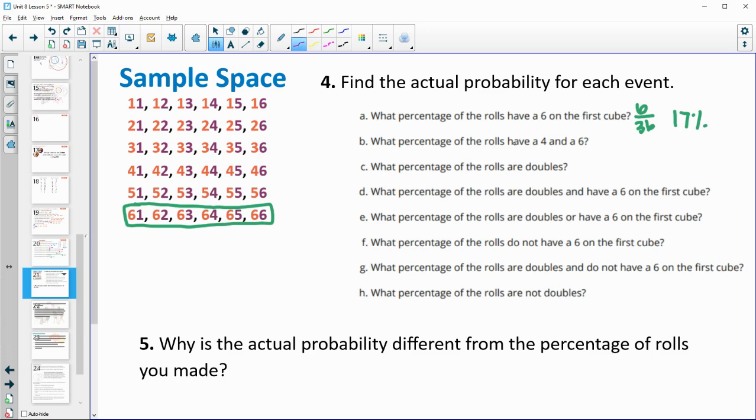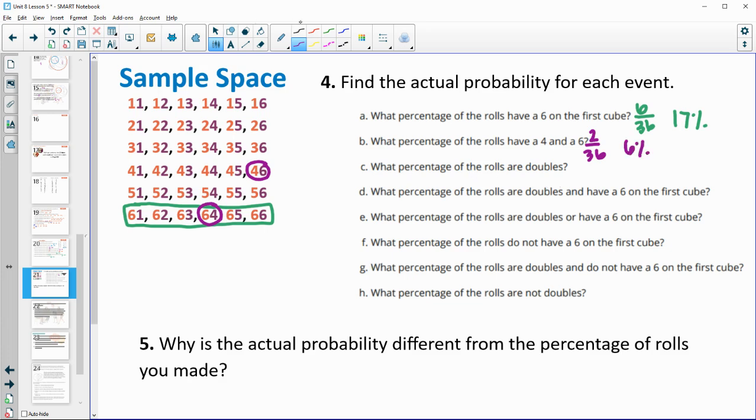What percent have a 4 and a 6? Okay, so a 4 and a 6, it could have been a 4 on the first, 6 on the second, or it could have been a 6 on the first, 4 on the second. So that's 2 out of 36, and 2 divided by 36 is about a 6% chance.